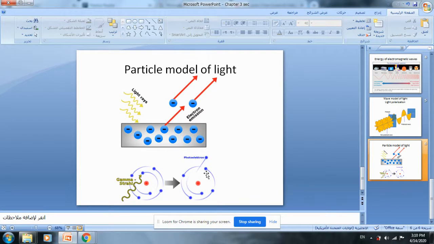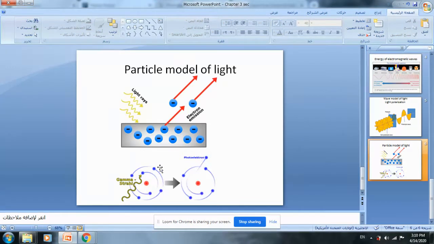The electron will be liberated from its shell. It will leave its shell because it has enough energy to get to the higher energetic shell. So this process produces a photoelectron, or emission electron, or emitting electrons. Okay, or we can call it photoelectron.